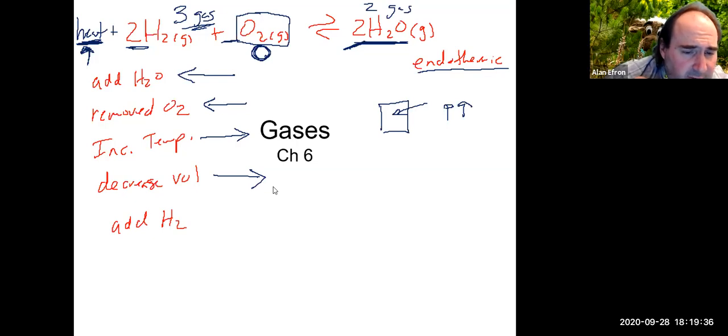And lastly, we're adding H2. H2 is on the left-hand side. Again, when we add, it goes away. So since it's on the left-hand side where we're adding it, it should shift away from that side and go to the right-hand side in that particular case. Any questions on that one there?